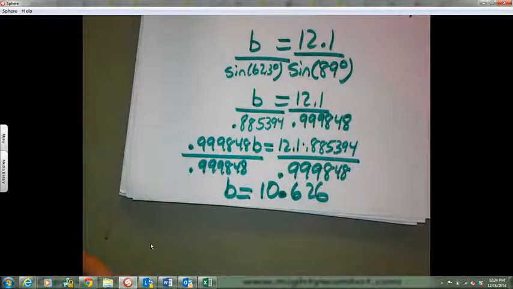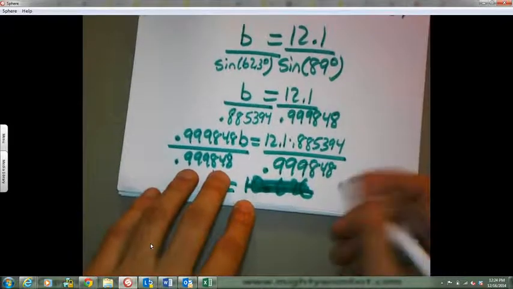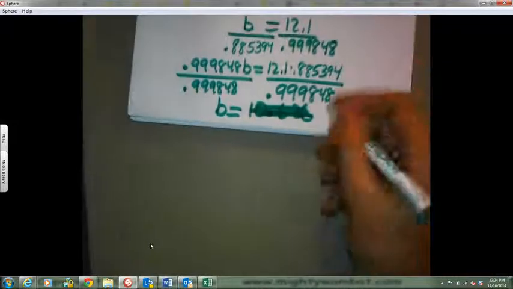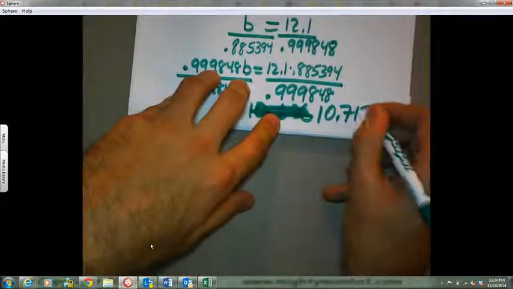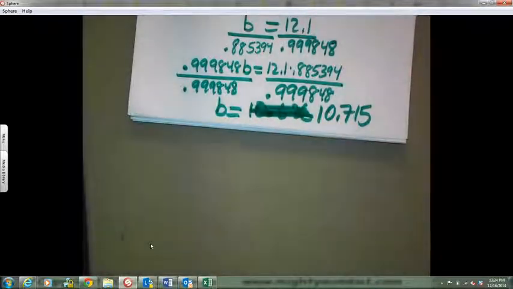No, slightly wrong. I apologize. I typed in 12 instead of 12.1. So the answer is 10.714, 10.715, if you want to call it that. So that is how big side B is. And remember, B was really D.